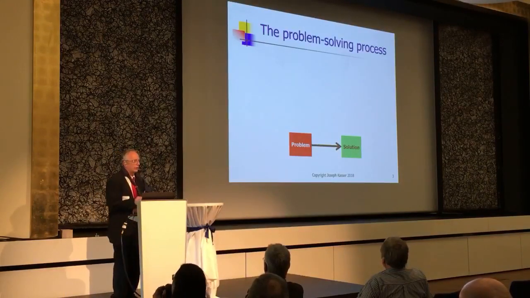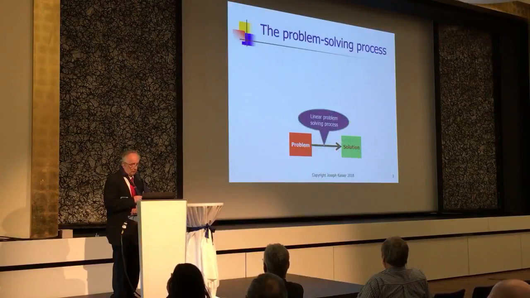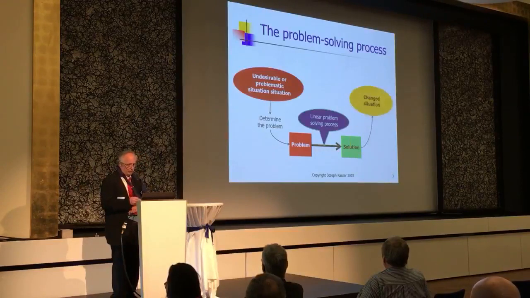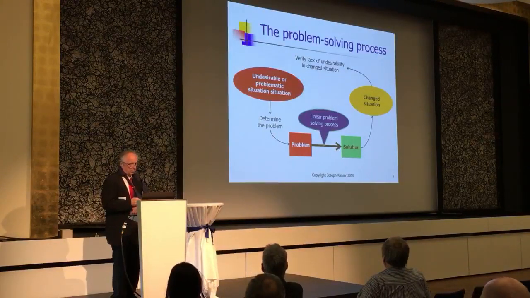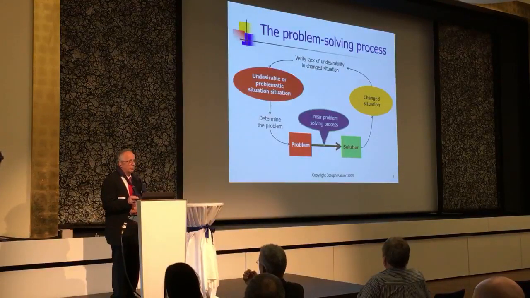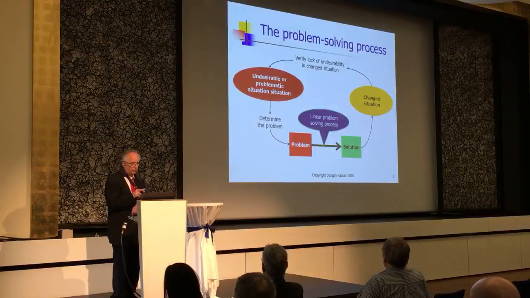So, you've all learned about the problem-solving process, right? Somebody gives you a problem, and you come up with a solution. Yes? But do you realize that's incorrect? Well, we treat it as a linear process, but it's not, because somebody has to define the problem. And as you move up to higher levels in the organization and become more senior, it behooves you to define the problem that needs to be solved. And then once you've come up with a solution, you've changed the situation. And then you have to check. And if the situation is still undesirable, you've got a loop. So the problem-solving process is not linear. Those of you who understand something about systems engineering will see it's a feedback loop or a causal loop.